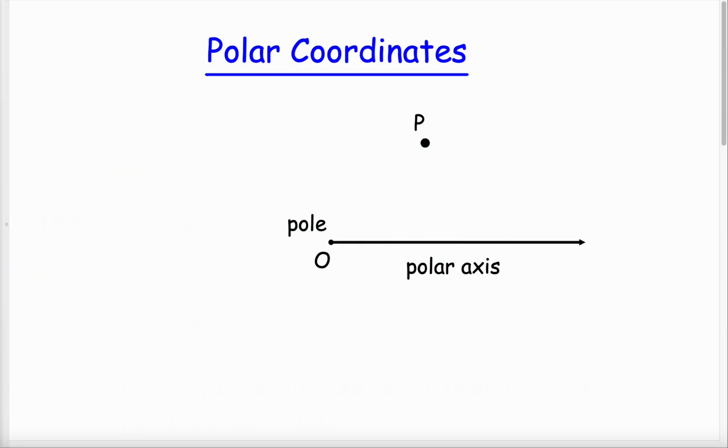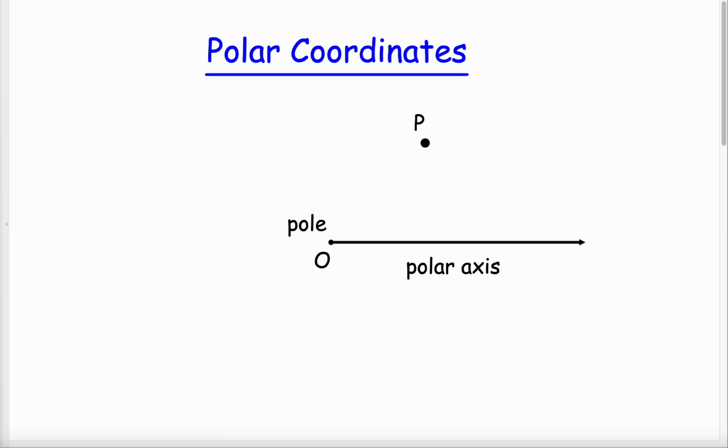So let's get rid of that grid, and let's think of two important pieces that we're going to need on our graph. We're going to need a pole, a point, which you could think of as the origin, and then a polar axis, which is kind of like the positive x-axis. And as long as we have those two things identified in our plane, we can plot any point. So we have a point P here, for example.